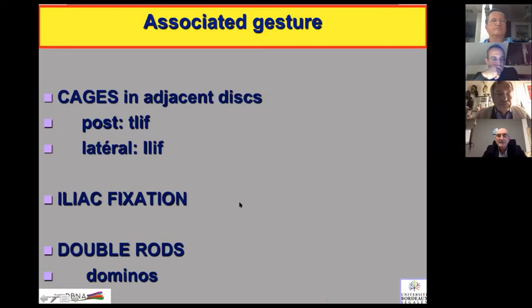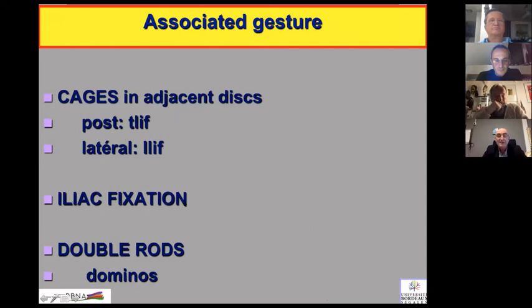So there are associated gestures that we can add. Cages in adjacent disc, it is recommended. You can use the Zileli technique or a lateral Lilith after some time, after in the second step. But it's very important. If the discs are high and soft, it's very important to do fusion there. Otherwise, they will stay mobile a little bit, and there is a risk of failure with rod breakage.